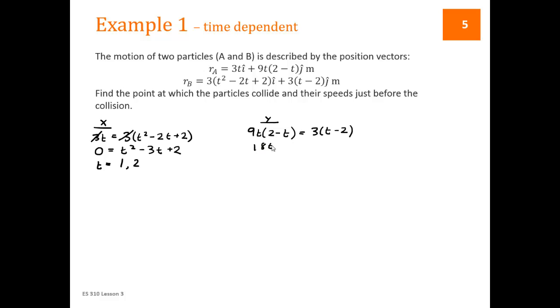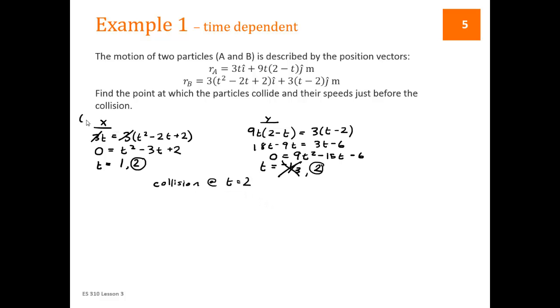We get 18t minus 9t squared is equal to 3t minus 6. Move things over, we get 0 is equal to 9t squared minus 15t minus 6. And we solve that as a quadratic equation. We get t is equal to either negative 1/3 or 2. Now obviously negative 1/3 is not an option. Time cannot be negative. So we'll get rid of that, and we notice that there is a time that satisfies both of these equations, t equal to 2. So we're going to get a collision at t equal to 2.